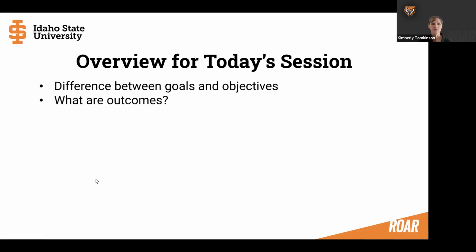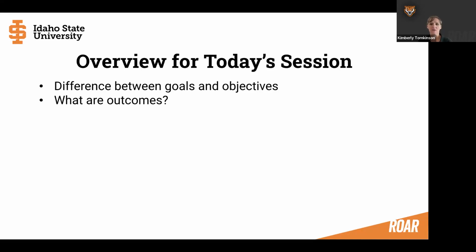In order for objectives to be different than goals, they need to be measurable, specific, and observable, because goals are more of an overarching idea of what you want to accomplish, and objectives get more specific. And then we have the aspect of outcomes.